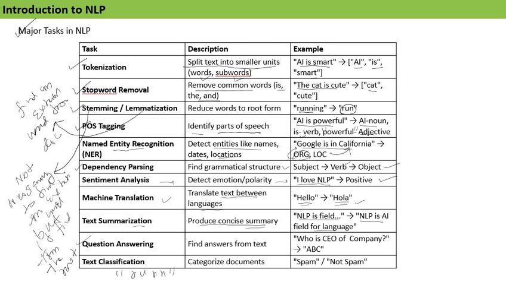Next is the question answering task. It finds the appropriate answer from the text. For example, "Who is the CEO of the company?" So I'll say, "ABC is the CEO of the company."